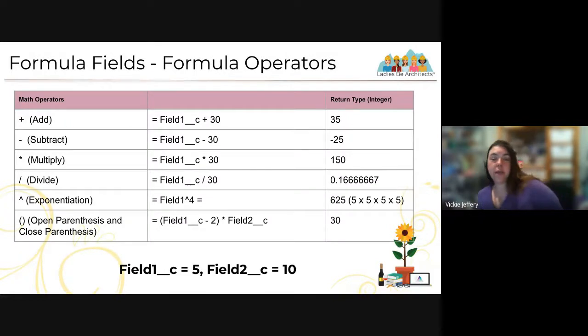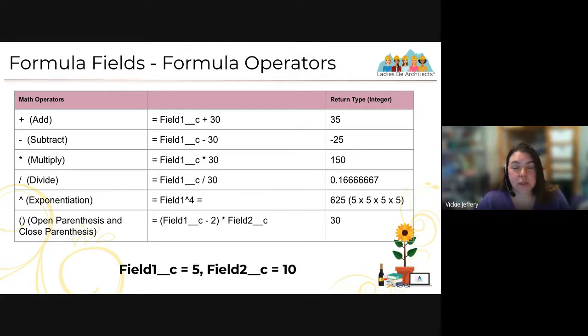So this is just an example of what return type you'll get. If I say I've got my field 1 equaling 5, my field 2 equaling 10, you can see on this table that if I add my field 1 to the number 30, I'm going to get 35 back. If I subtract it, I'm going to get minus 25. If I multiply, I'm going to get 150. The divide, so you're going to get 0.166667.